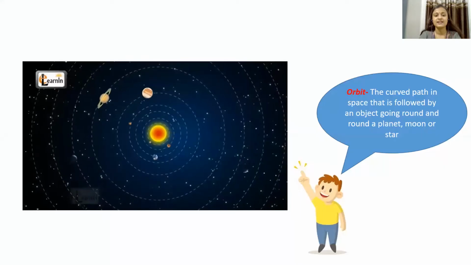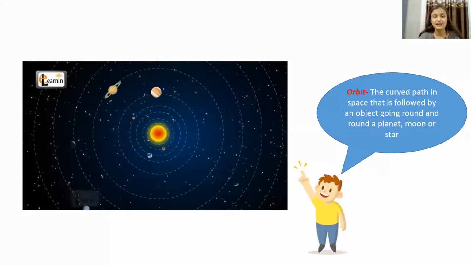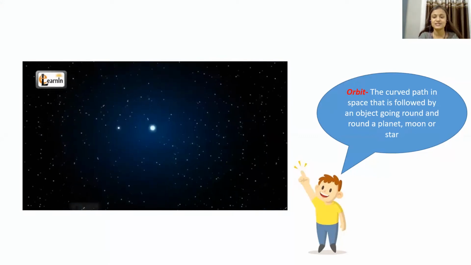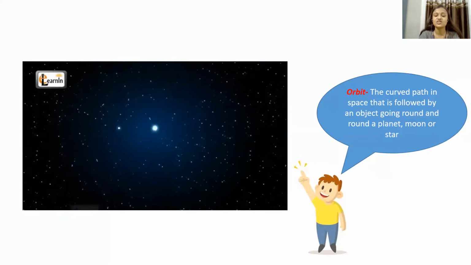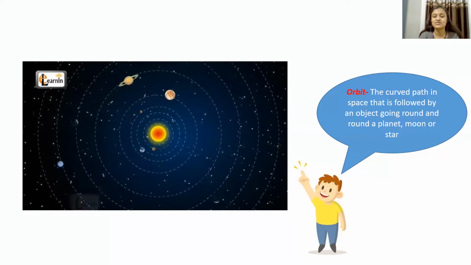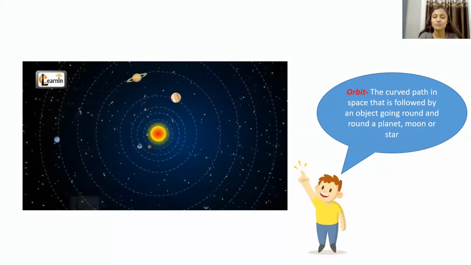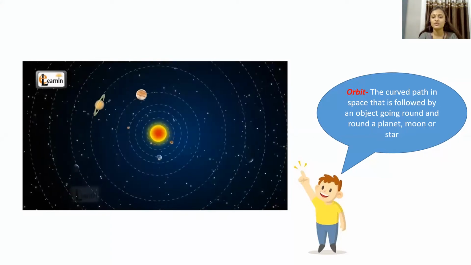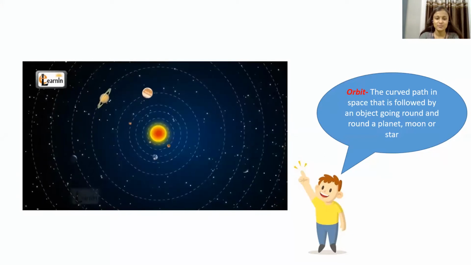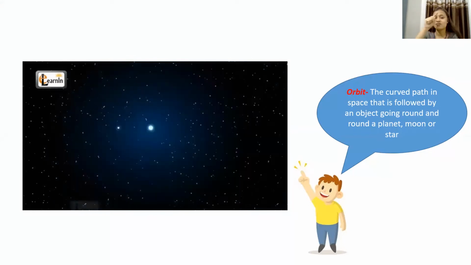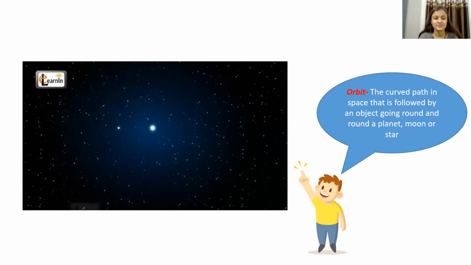So first, as you can see in this picture, there are white lines around which all the planets in the solar system are moving. These white lines are actually imaginary lines which are called orbit. It is written here that orbits are curved paths in space that are followed by an object going round and round the planet, moon or star. Here these objects are planets which are going round and round the sun. Sun is a star, the biggest star, right?